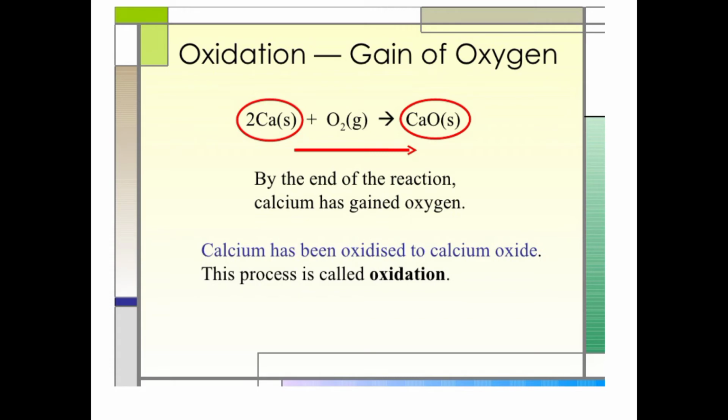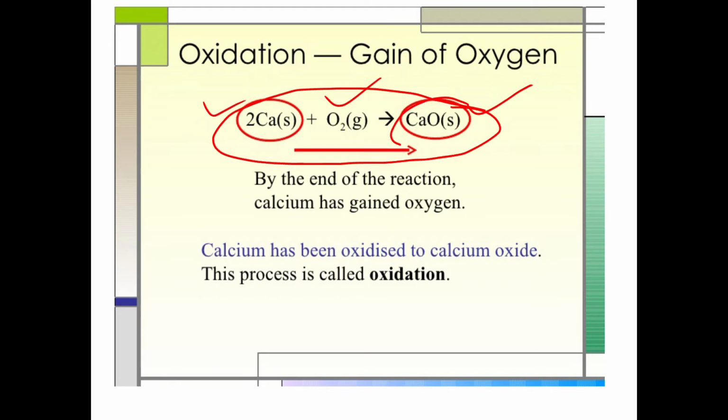Oxidation in terms of gaining of oxygen. If you check this example, you can see calcium and oxygen combine together to give the compound calcium oxide. What exactly happened here? Calcium and oxygen, we got calcium oxide. What change occurs to this calcium? By the end of the reaction, we can see there is a gaining of oxygen. Here, calcium, after the reaction, has gained oxygen. So calcium oxidized to calcium oxide. This process is called oxidation.